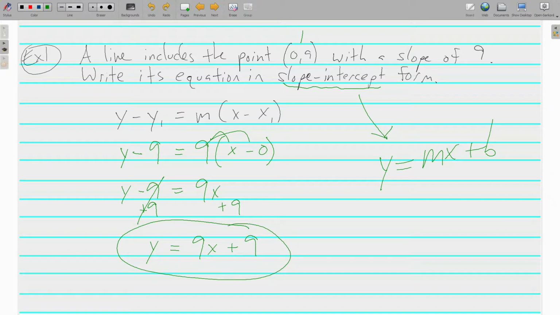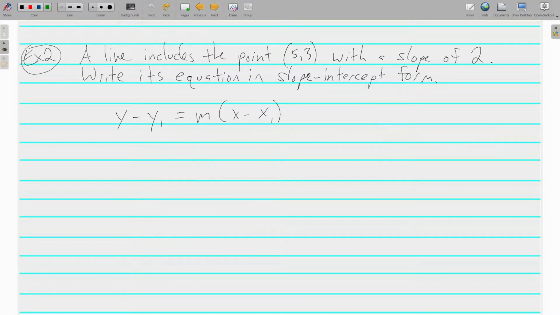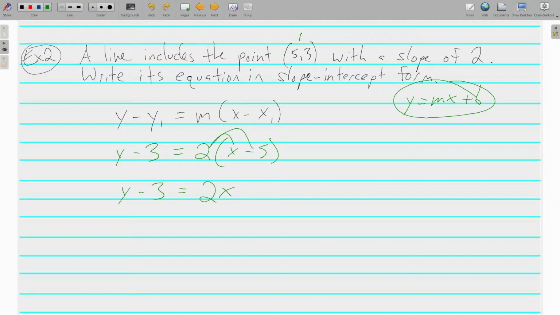Let's do another. Here's a line that includes the point (5, 3) with a slope of 2. Write its equation, excuse me, in slope-intercept form. It's our goal to get here. That's what we're trying to get to. Sub in what we know. The y value of our first point is 3. Slope is 2. The x value of our first point is 5. And we leave the left side alone so we can distribute on the right side. 2 times x is 2x, and 2 times negative 5 is negative 10.